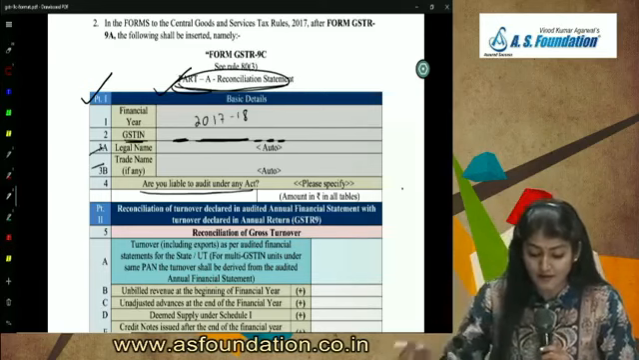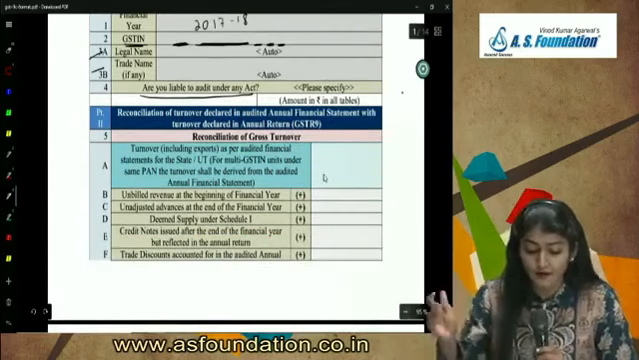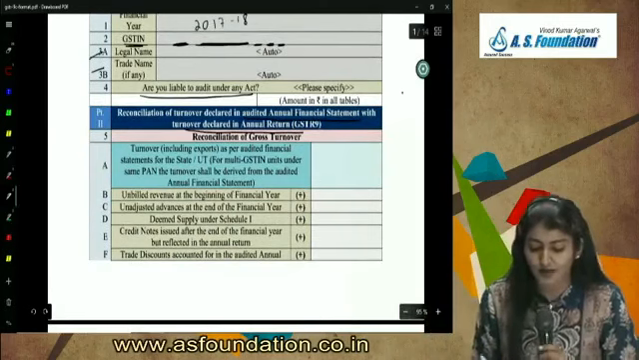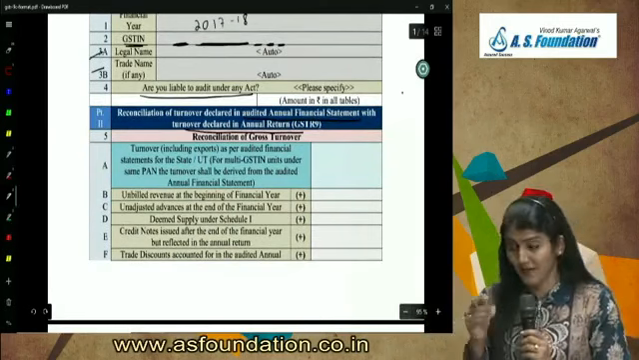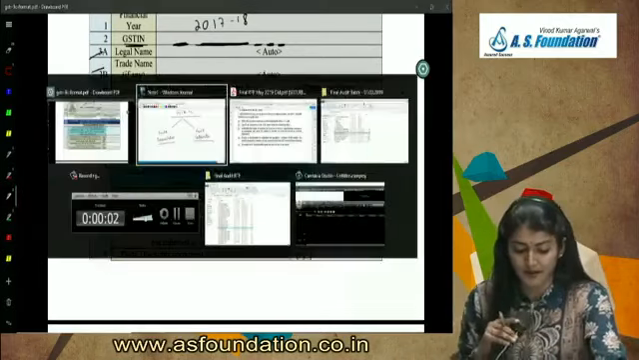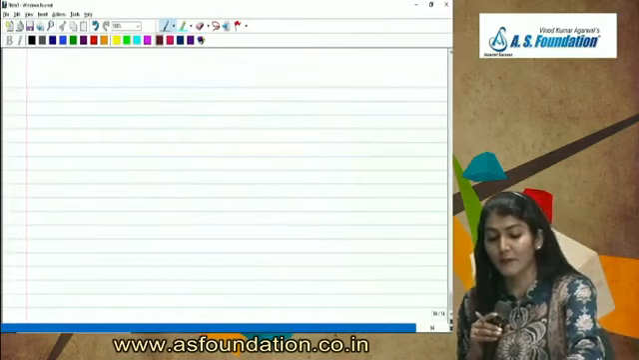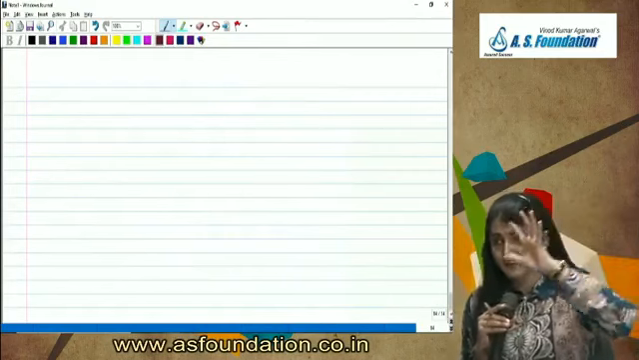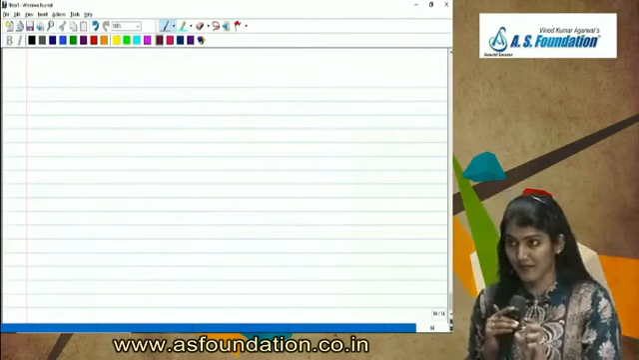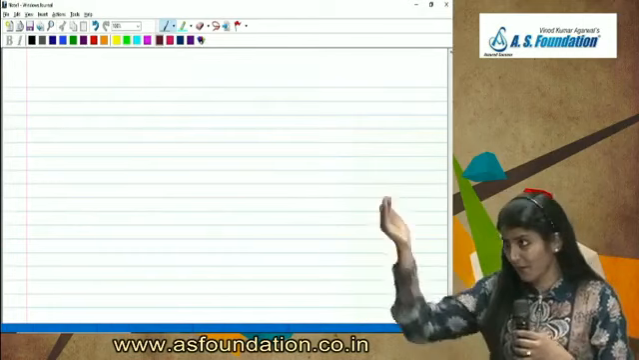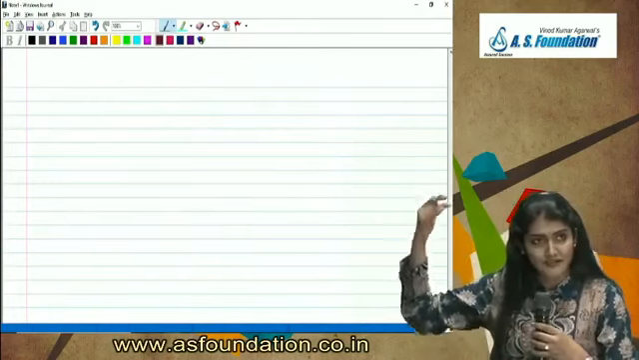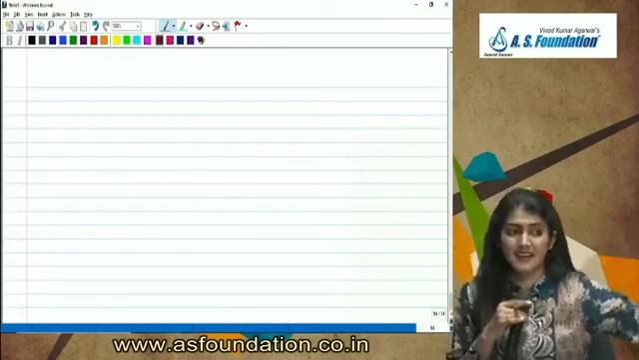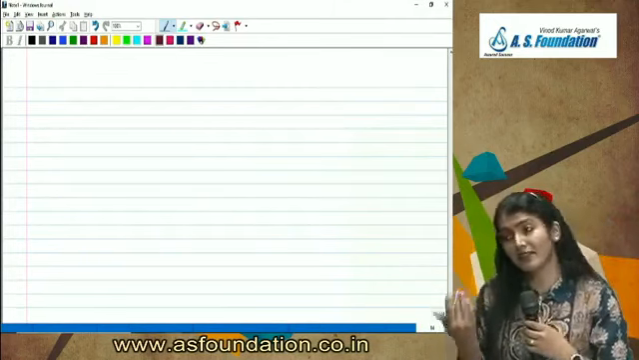Part 2 is the reconciliation of the turnover declared in the audited financial statements with the turnover declared in the annual return. Everywhere we compare the number which comes over here with the number which has been filed in the GSTR 9. And whenever there is a difference, you have to give the reason. Turnover as per the calculations done under GSTR 9C, turnover which has already been declared in GSTR 9, and then the difference and the reason.